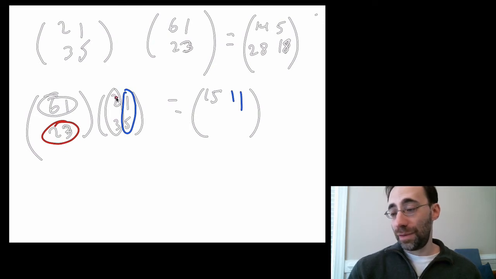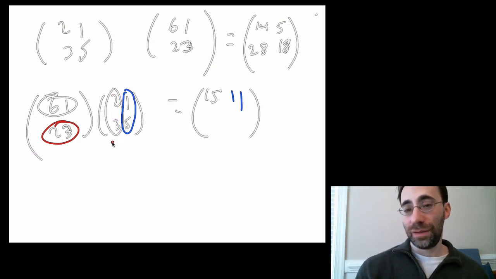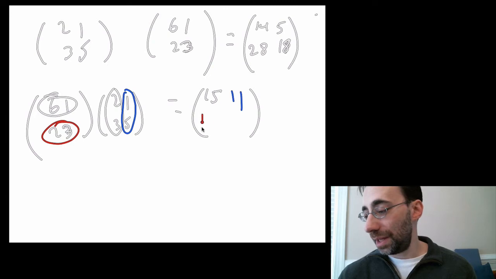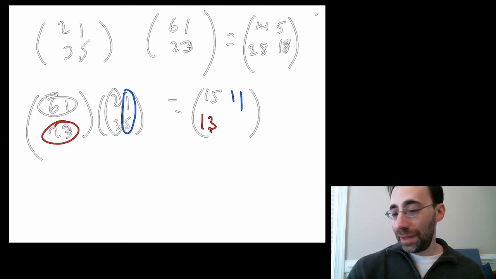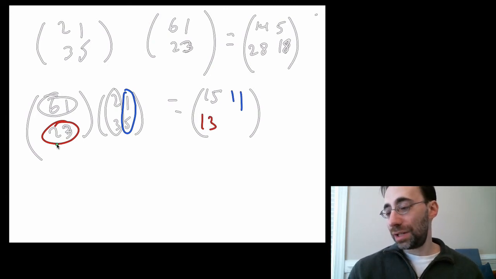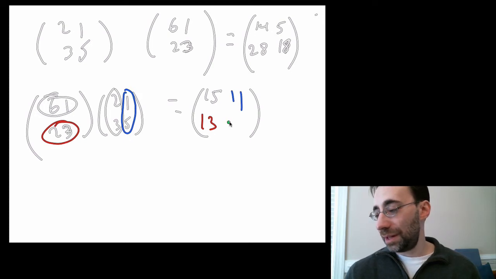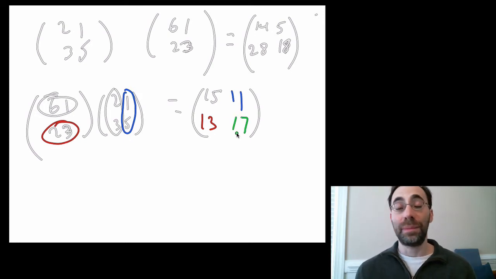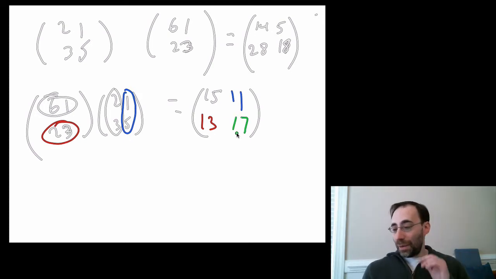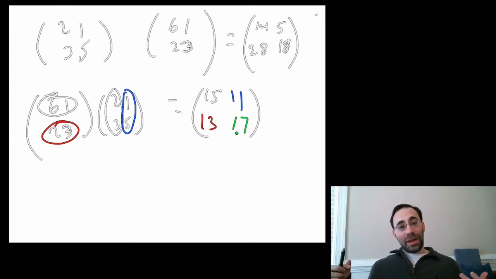Well, 2 times 2 is 4. 3 times 3 is 9. So 4 plus 9 is 13. And finally, in the last part, 2 times 1 is 2, and 3 times 5 is 15. So this is 17. 15 plus 2 is 17. And that was the second row in the second column. So you see, multiplying them in different orders gives you different outcomes. Matrix multiplication does not commute. A times B is not the same in general as B times A.